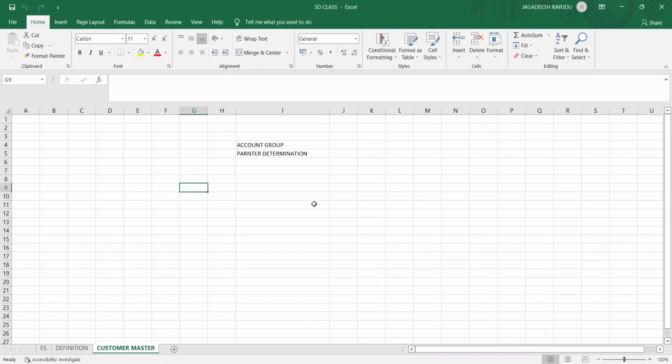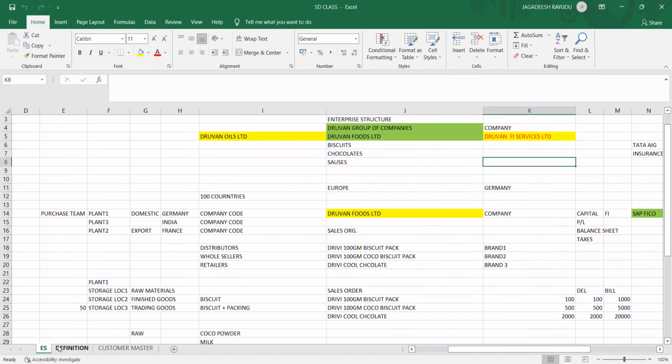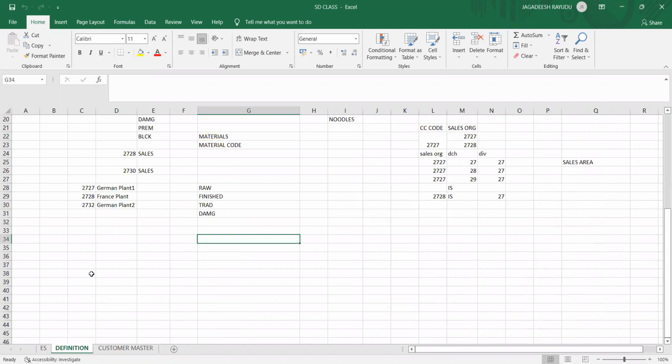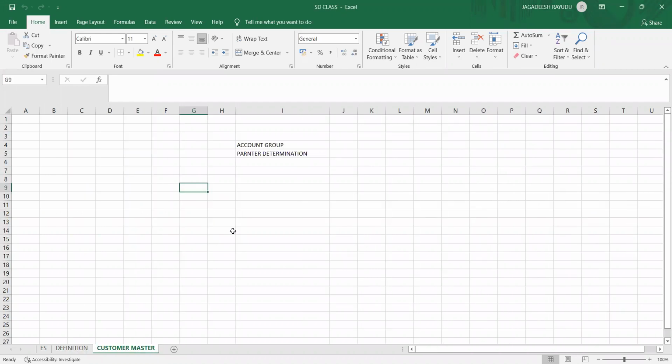So till now we have seen what is enterprise structure. Some set of org elements like company code, sales organization, distribution channel, and division, and their assignments we have seen till now. Now let's try to see by using the sales area. What is the sales area we have created? So this is the sales organization. This is the distribution channel. This is division. By using the sales area, we have to create a customer.